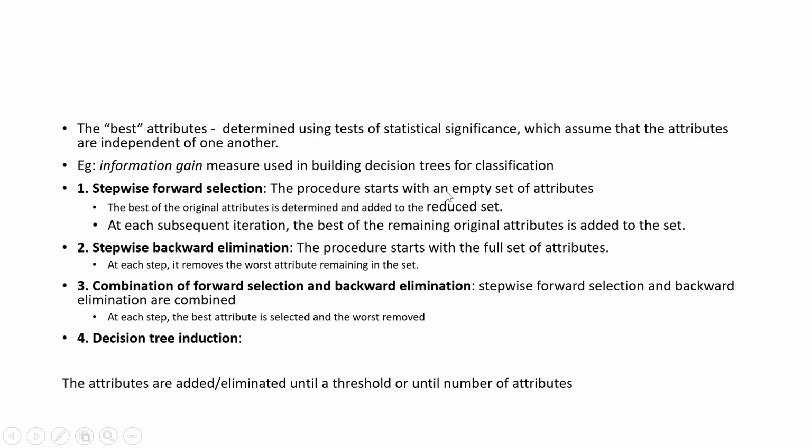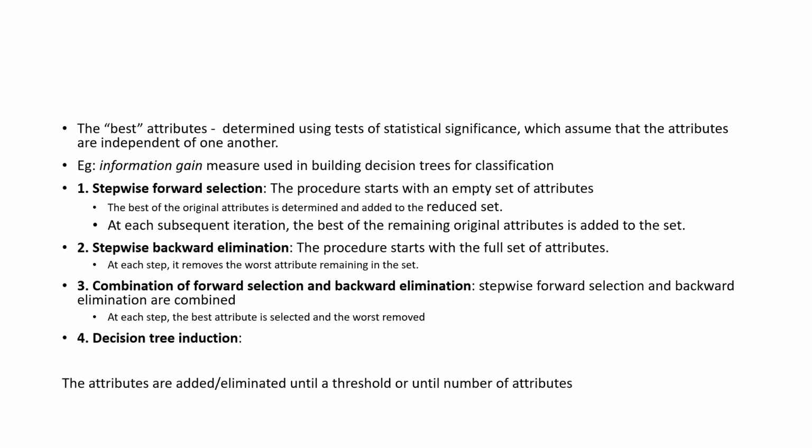Okay, so the procedure starts with an empty set. In the case of stepwise forward selection, the procedure starts with an empty set of attributes, and the best of the original attributes is determined. So we also already have a ranking of attributes added to the reduced set, and at each subsequent iteration, the best of the remaining original attributes is added. This is continued until you reach the required number of attributes or until a threshold value for, say, information gain is reached.